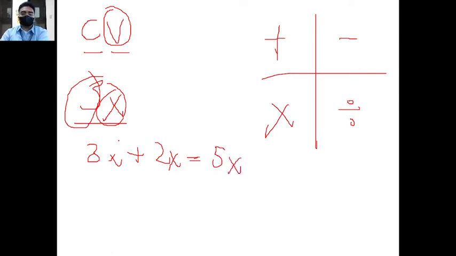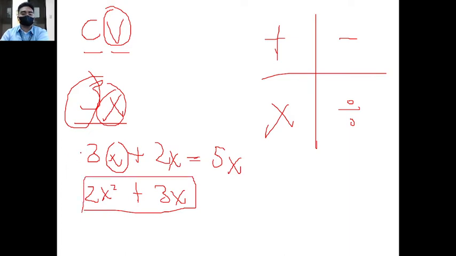Alright, so what happens to our variable? If they have the same power, the degree, we could just simply add them. But here's the catch: if you're going to add them with different degrees, for example, 2x squared plus 3x, our expression will just remain as it is.